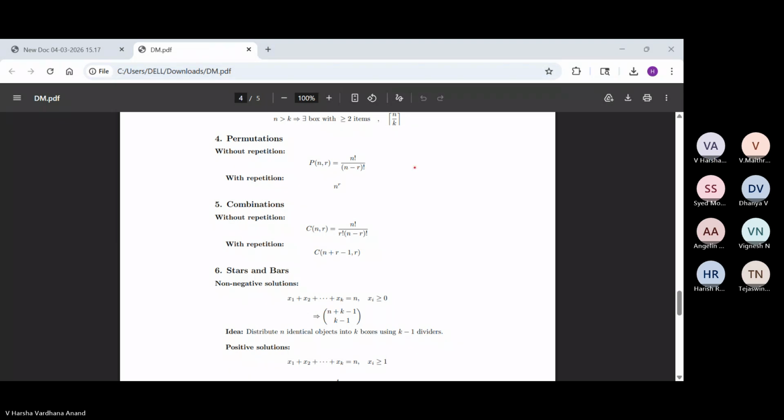Right. Annotations don't move with the screen. Okay. Clear annotations.